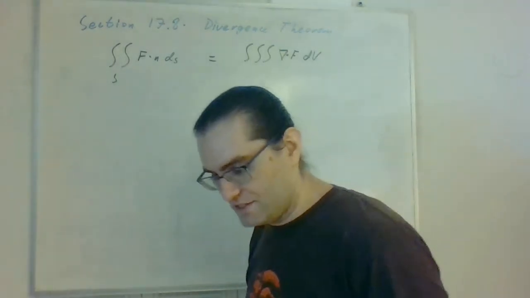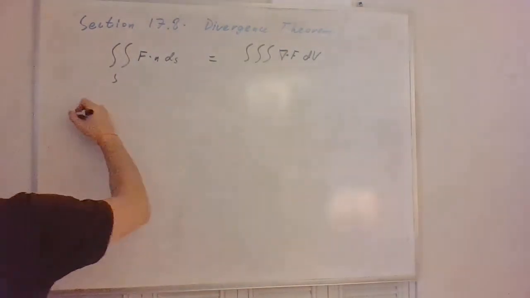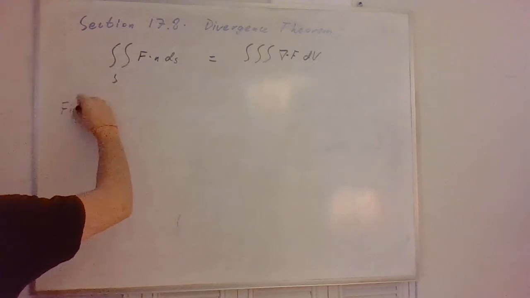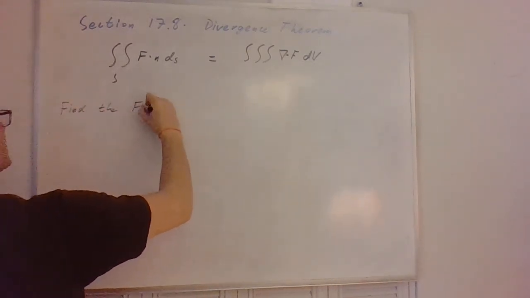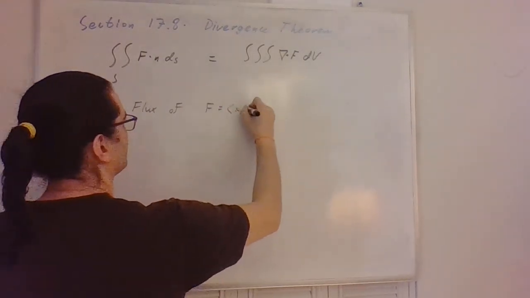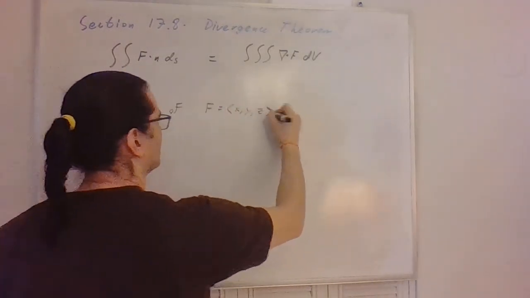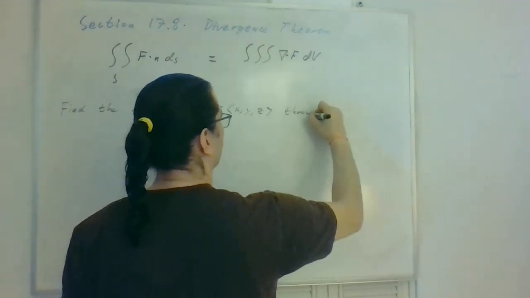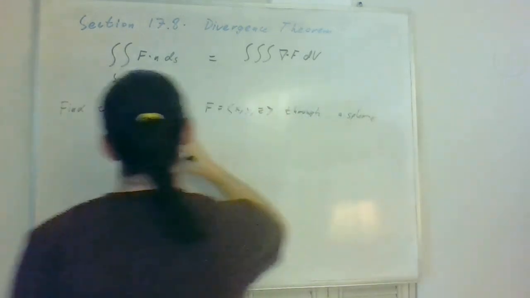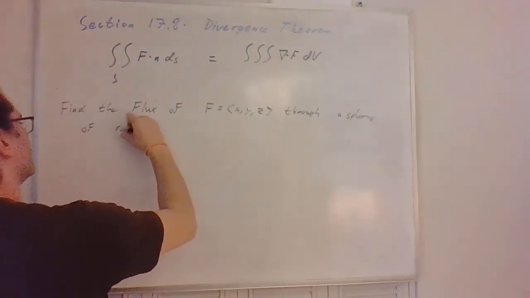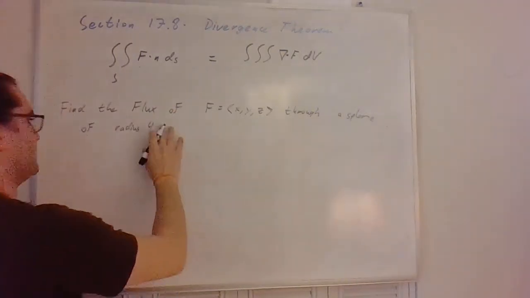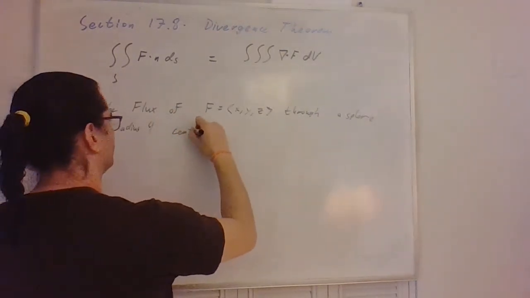So let's start out with a relatively straightforward example. Find the flux of the explosion vector field x, y, z through a sphere of radius 4, centered at the origin.